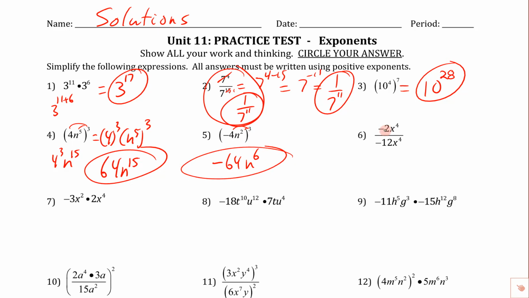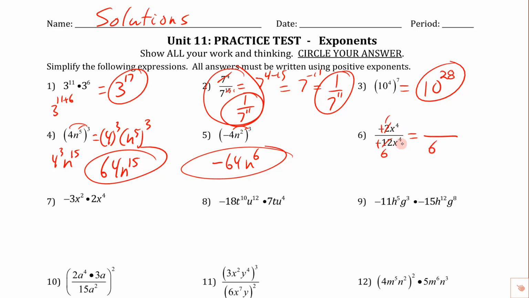You'll notice that we've got a negative 2 on the top and a negative 12 on the bottom. We can kind of simplify the coefficients separately from the exponential expressions right here. First thing we want to notice is this is a negative divided by a negative. A negative divided by a negative is a positive. So I'm going to go ahead and cancel those off, make sure those are positive. 2 goes in here once, 2 goes in here 6 times, so we've got a 6 on the bottom.